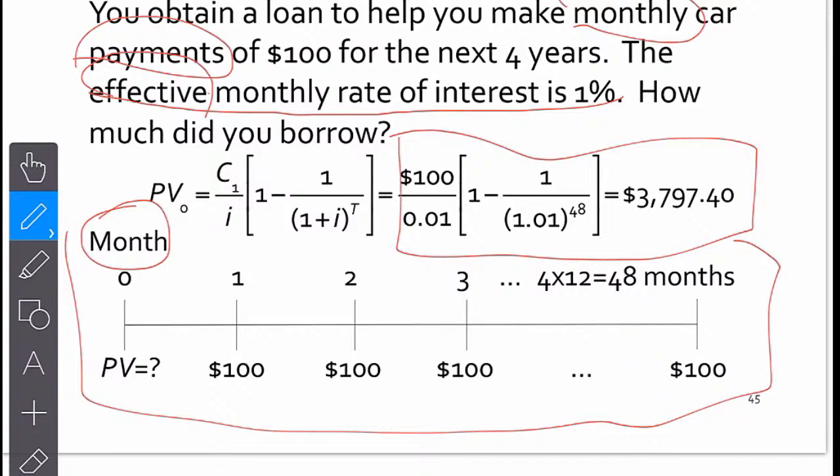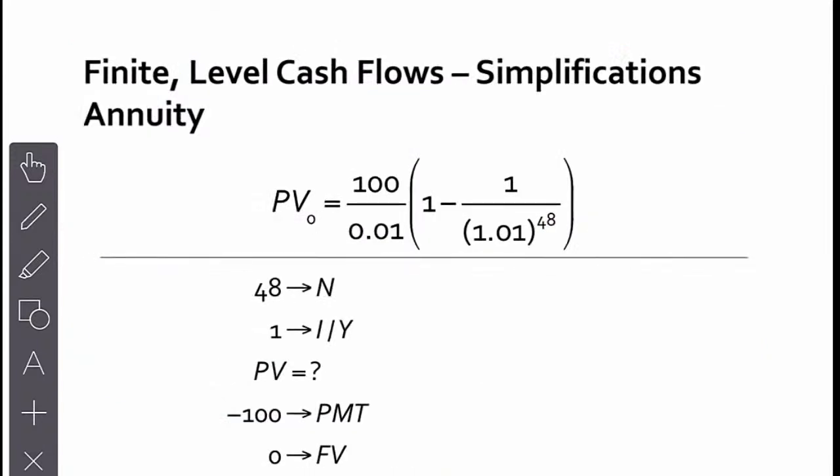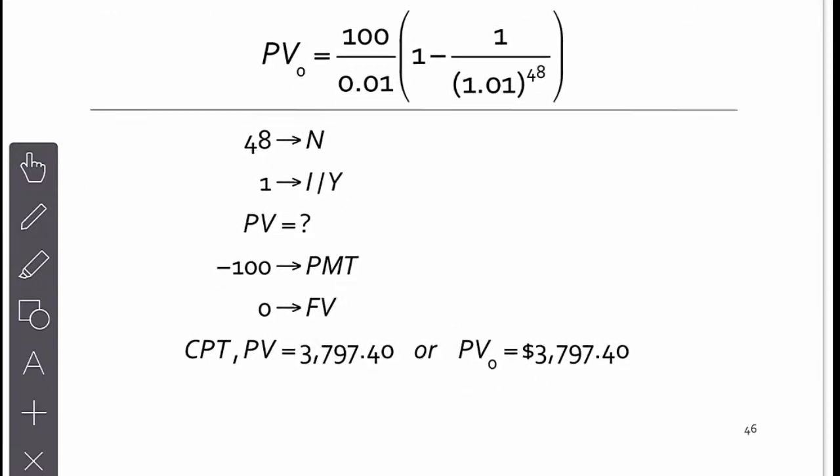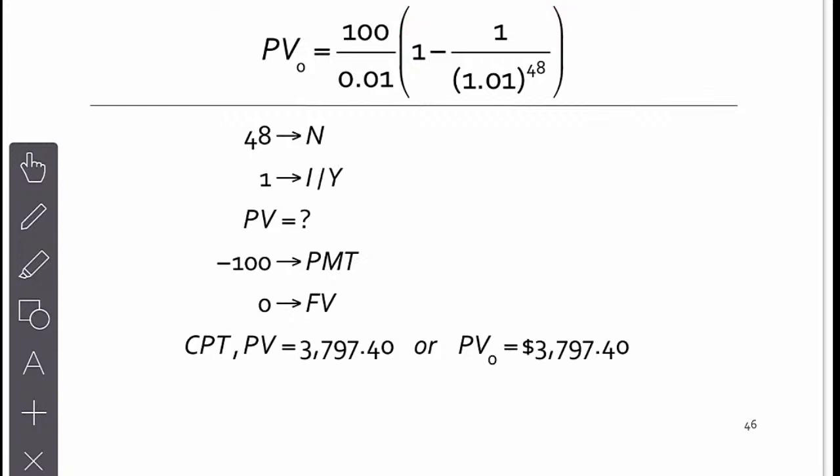Now, how do I get the result with my financial calculator? From left to right, you're going to enter all the variables, all the values, right? So I'm going to show you how to do that here. This is the formula with the values inside. So n is 48, because remember, n is the number of periods, or the duration of the investment. The interest rate is 1. Remember, we put in the percentage value.